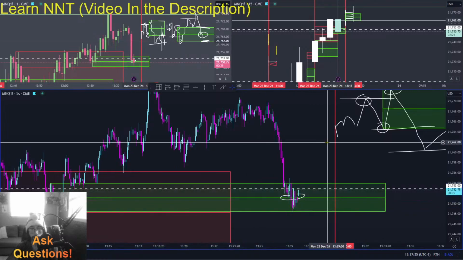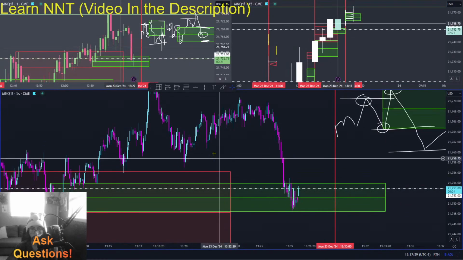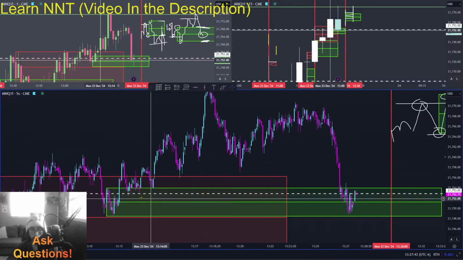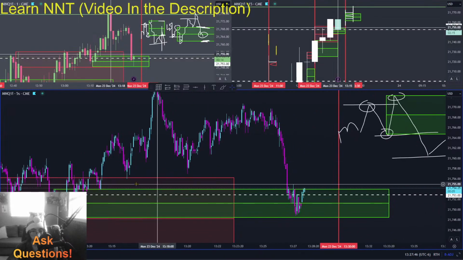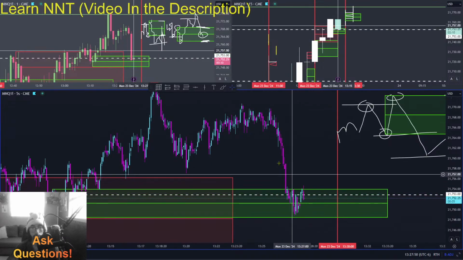Make it green. See if it holds. I also did not like how small the zone was, how far we got, how we reacted to it. There's a lot of things that I didn't like about this, but seeing the strength was a huge no-go for me.